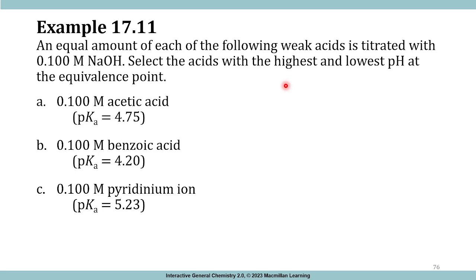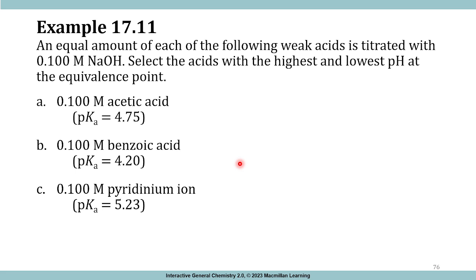Okay, so an equal amount of each of the following weak acids is titrated with 0.1 molarity NaOH. Select the acid with the highest and lowest pH at the equivalence point. Okay, so we're looking at the equivalence point. What is the equivalence point? It is where you have all conjugate base, right?